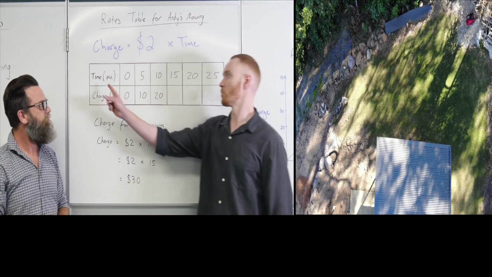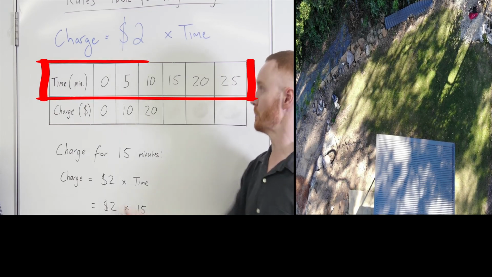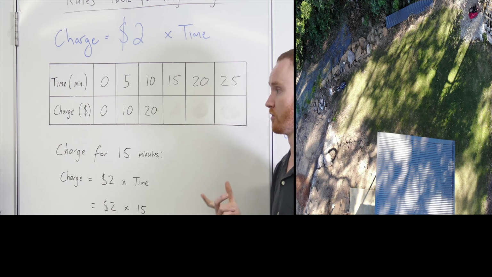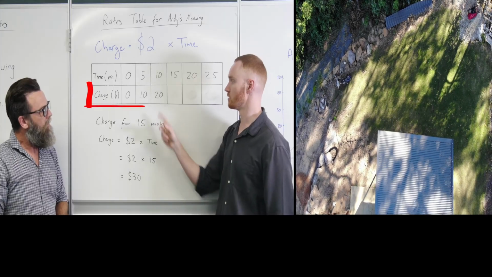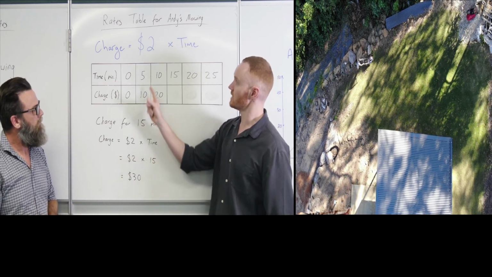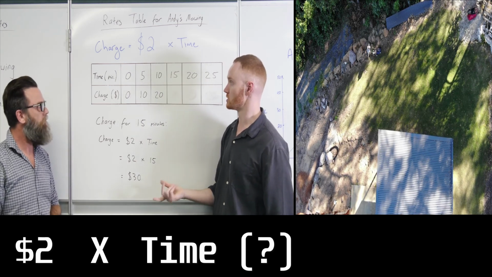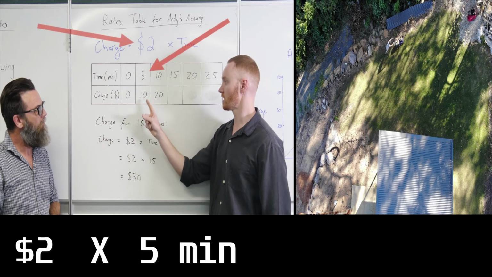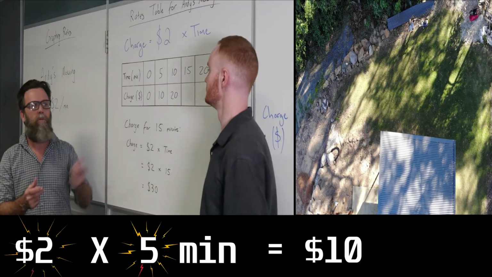So across the top row of my table here, I've got the various times I could work for. So for example, 0 minutes, 5 minutes, 10 minutes, 15, 20 and 25 minutes. The second row of my table, I need to calculate the value that goes into each space. I do that by taking the amount of time and multiplying it by $2. So for example, if I mow for 5 minutes, I multiply that by 2, and that gives me a charge of $10. I see, because 5 times 2 is 10.